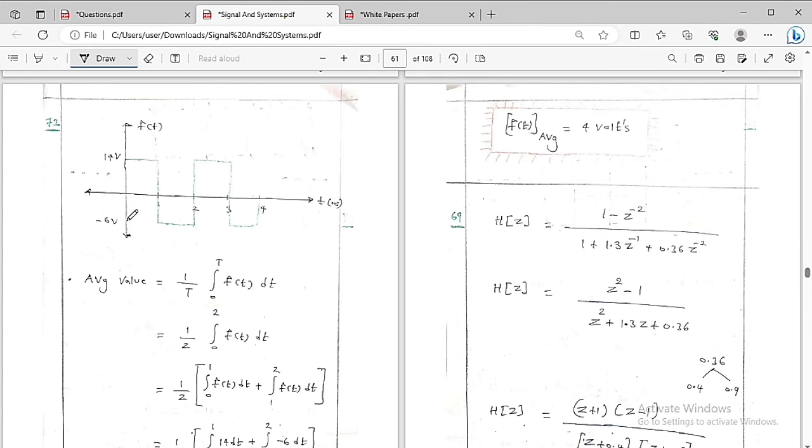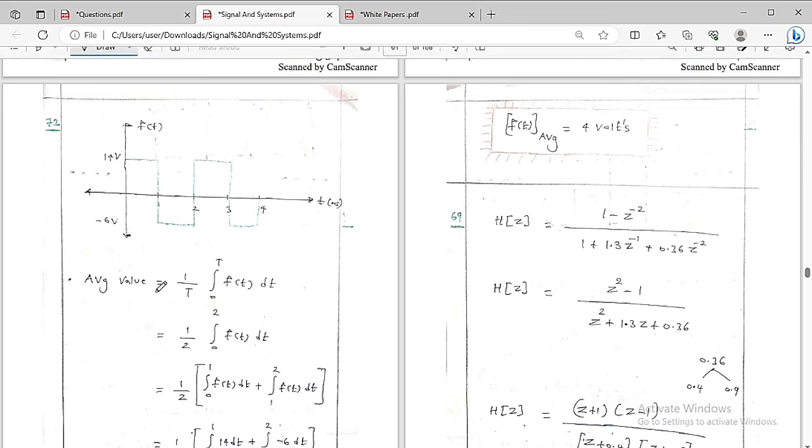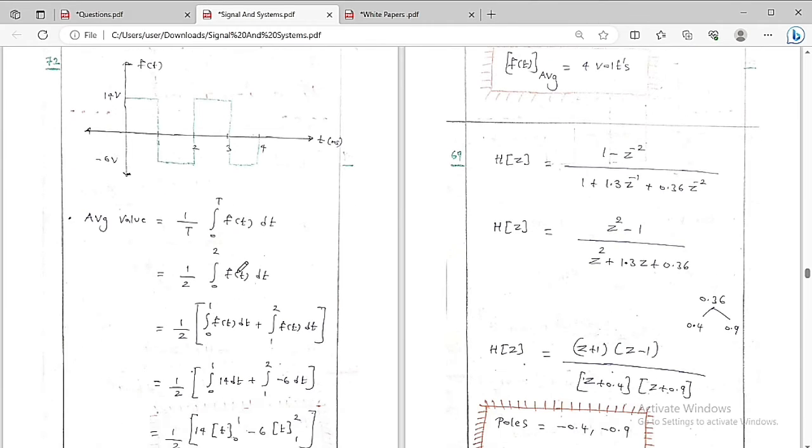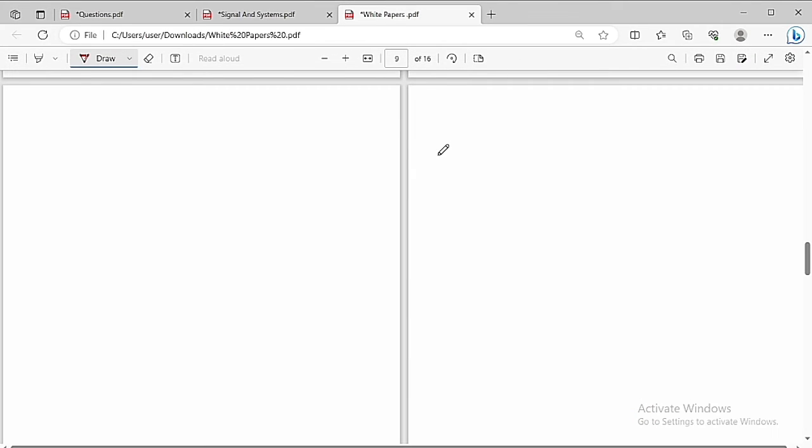Average value is equal to 1 by T, integration over 0 to T, of f of t dt. So average is equal to 1 by T into integration of 0 to T of f of t dt. I already told you the formula. Average value is nothing but the integration of 0 to T of f of t dt by T.